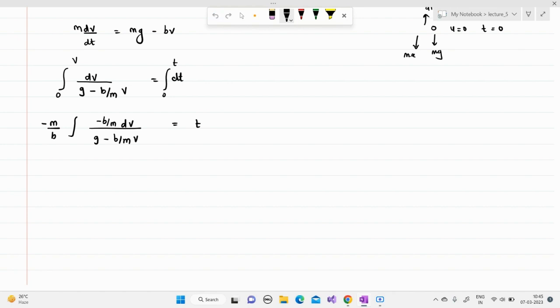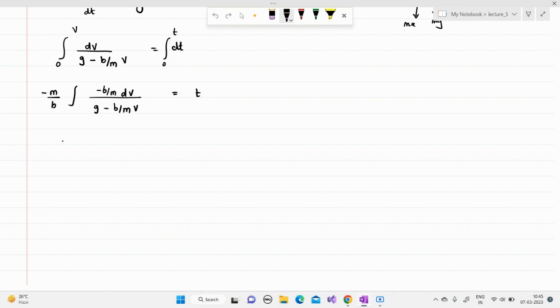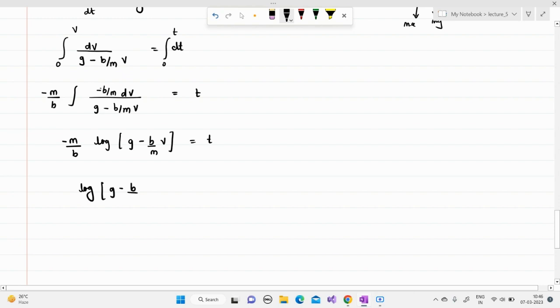Fine. So now we take log. Now we are able to take the log or ln, you can write g minus b by m into v equal to t. Now take these terms here. So I'll get g minus b by m v is equal to minus bt by m.